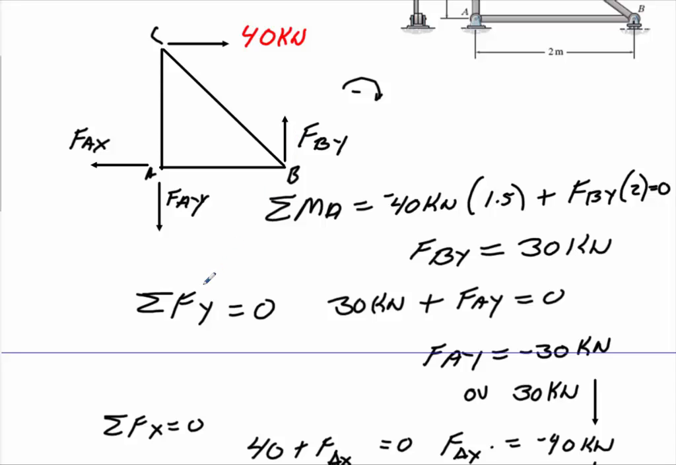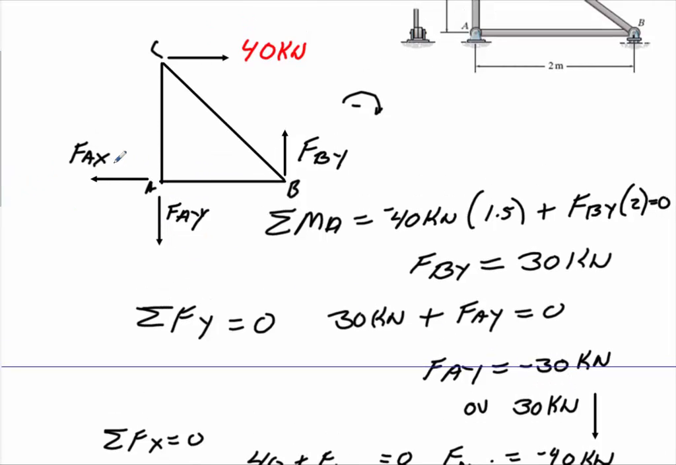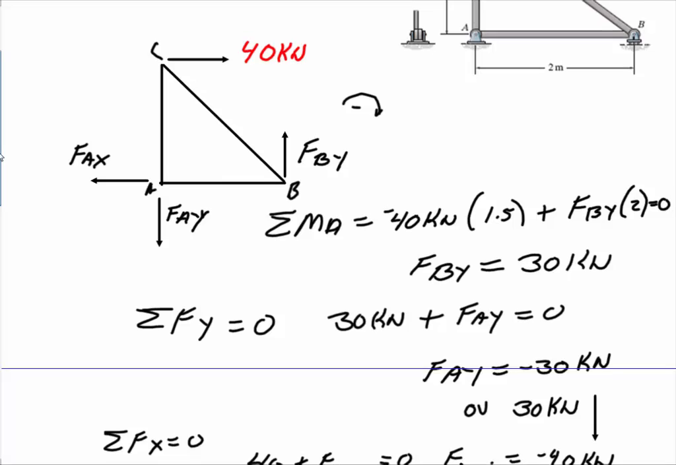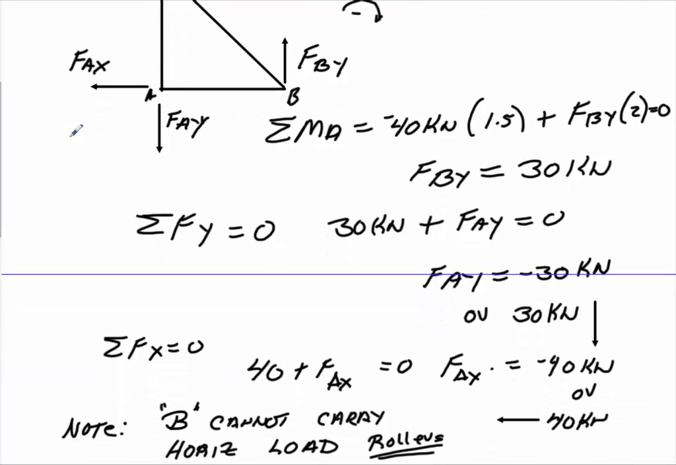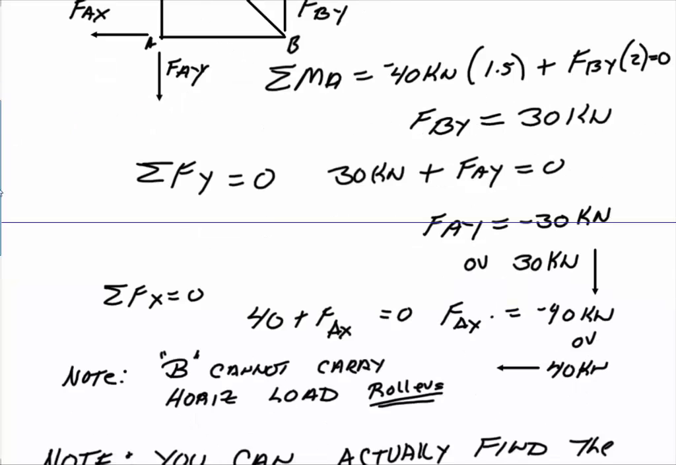At that point, I sum the forces in Y, and I find out that FAY has to be going down 30 kilonewtons. Sum the forces in the X direction. Here you have rollers, so it cannot take any load. So FAX has to go back the other way to balance out the 40 kilonewtons. So when you get a problem like that, your loading here is the combination of these two.